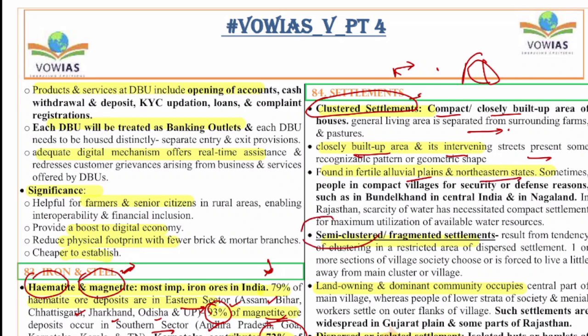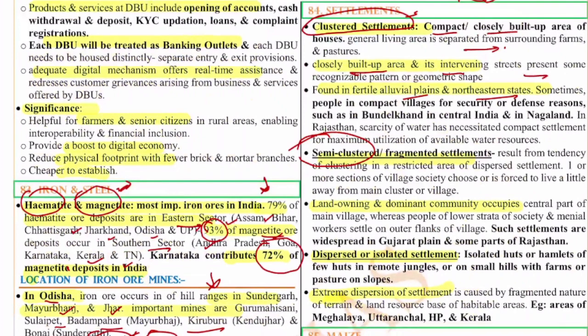Next, semi-clustered or fragmented settlements. It results from the tendency of clustering in a restricted area of dispersed settlement. One or more sections of village society choose, or are forced, to live a little away from the main cluster of villages. So semi-clustered means people sometimes live in some restricted area or dispersed settlement. All the people will not live in the same place. Few people will live in one place and few people will live in a dispersed manner.